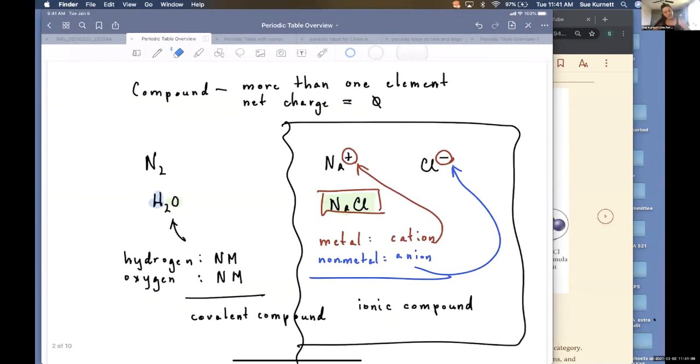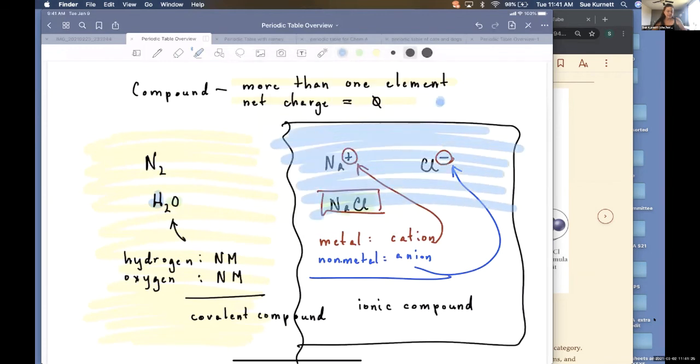No, for a compound, you always have more than one element and a net charge of 0. And then there's 2 kinds of compounds. On the left, I have covalent, nonmetals and nonmetals sharing electrons. And on the right, I have ionic. And that's all we're focusing on today, is how to name an ionic compound. So ionic compounds always have metals and nonmetals.